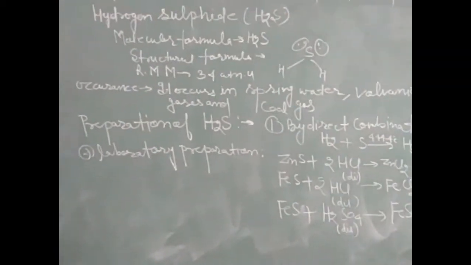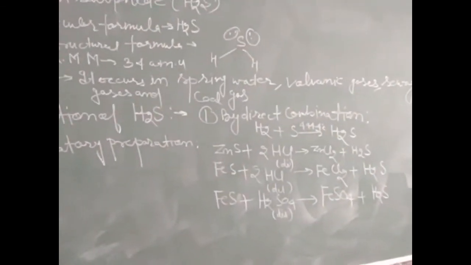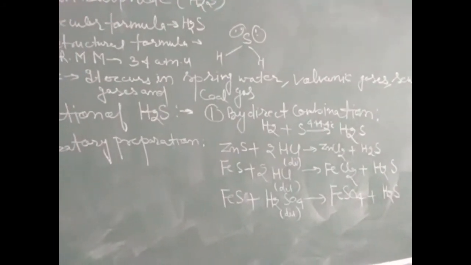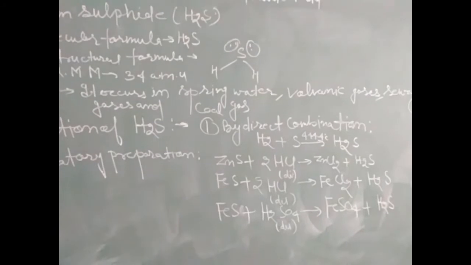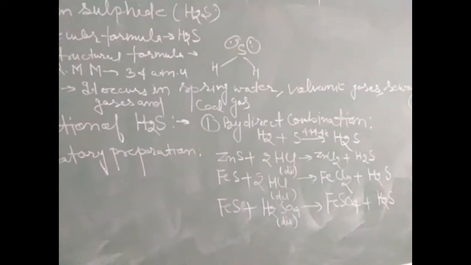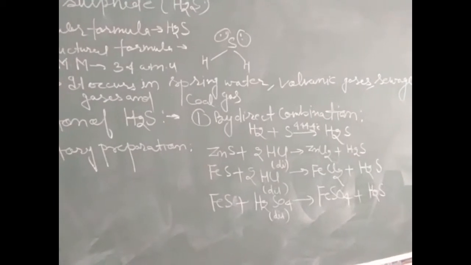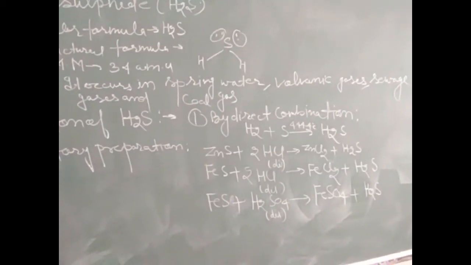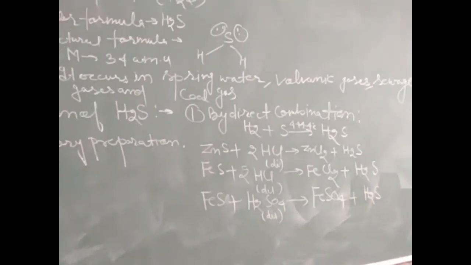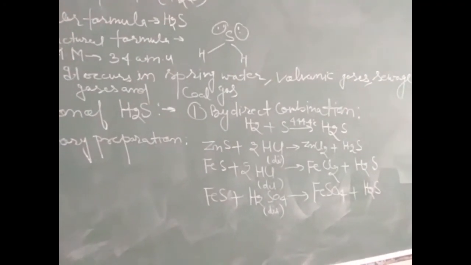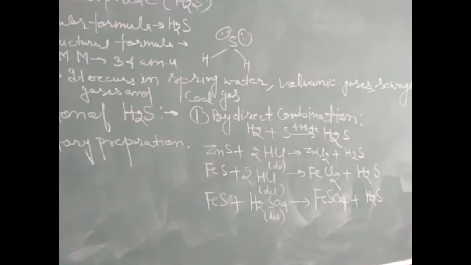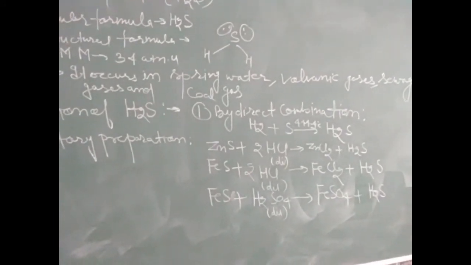Now second method is the laboratory preparation method. In the laboratory we can prepare hydrogen sulfide gas by treating dilute HCl with zinc sulfide, then zinc chloride and hydrogen sulfide gas are formed. And iron sulfide, when treated with dilute hydrogen chloride, forms iron chloride along with hydrogen sulfide gas.